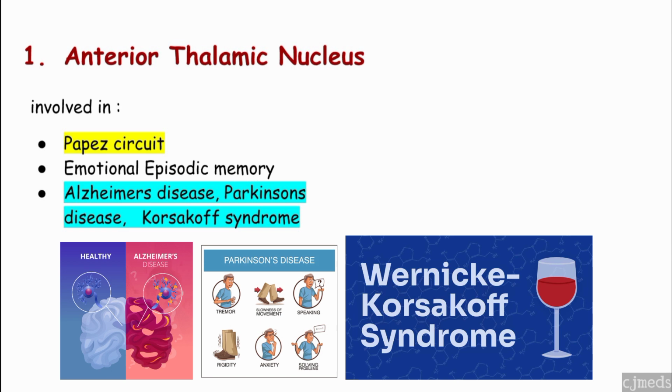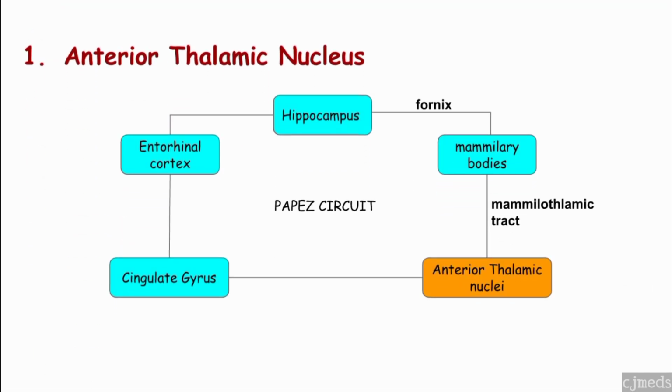Now let's take a look at this Papez circuit. I have already made a video in which I discussed the Papez circuit. Here I will explain it again. Let's see what happens here. It starts with a very important structure, the hippocampus. Remember, the hippocampus is a very important structure involved with our memory. The fornix takes information from the hippocampus and synapses with the mammillary bodies. Then the neurons in the mammillary bodies send their fibers to the anterior thalamic nuclei through the mammillothalamic tract.